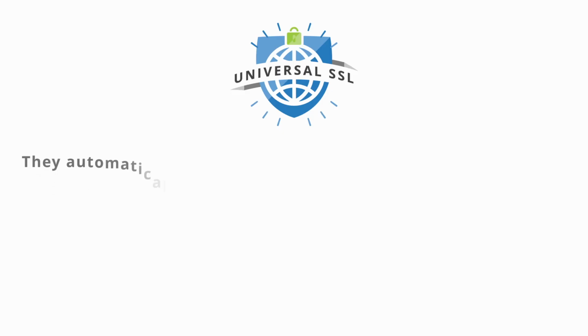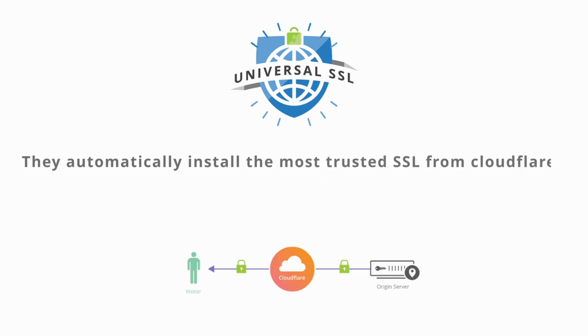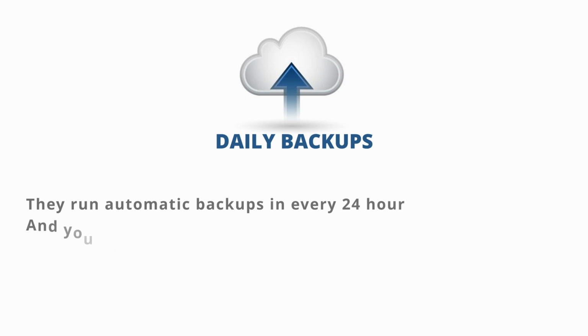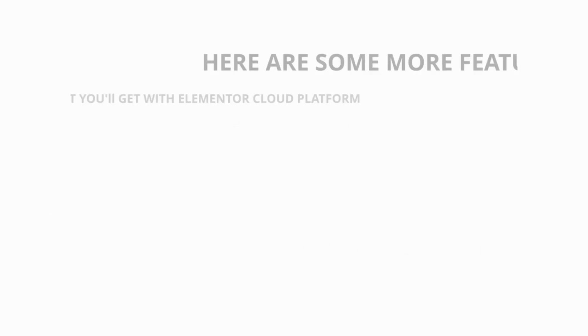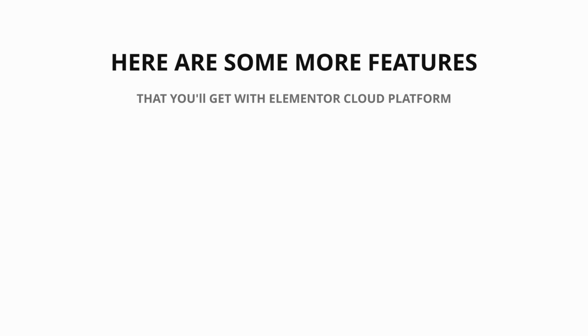Third, SSL certificate. They automatically install the most trusted SSL certificate on your website, or if you wish, you can also install your own certificate whenever you want. Fourth, daily backups. They run automatic backups every 24 hours, and you can also take manual backups whenever you like. Here are some more features that you will get with the Elementor Cloud Platform.